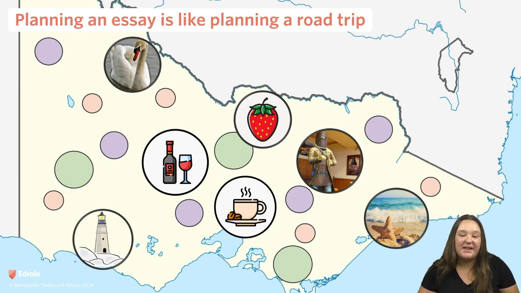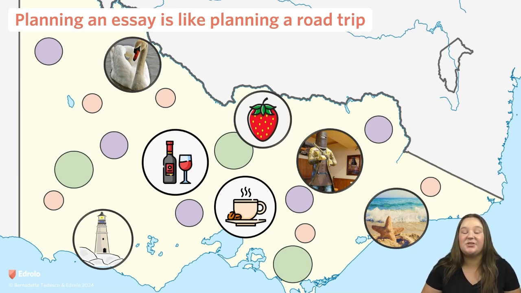Planning an essay is like planning a road trip. Just as you wouldn't set out on a long journey without a map or a GPS, you shouldn't start writing an essay without a clear plan. In both cases, planning helps you determine your destination, the best route to get there, and what stops or points you want to include along the way. Without a plan, you might get lost, waste time, or miss important landmarks.